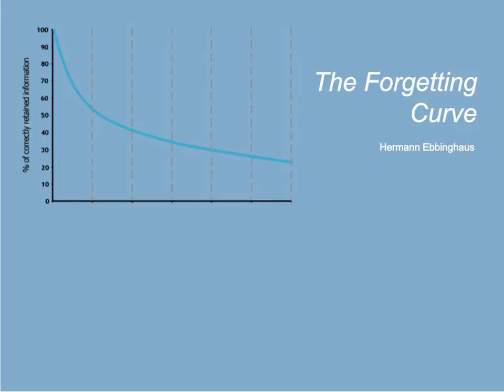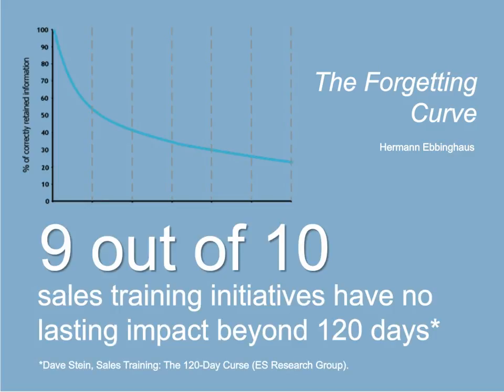This obviously presents a real problem for people spending quite a lot of money on sales training. There's been numerous people who have tried to put some numbers around what this actually looks like. Most recently, Dave Stein from ES Research put it that 9 out of 10 sales training initiatives have no lasting impact beyond 120 days. He called that the 120-day curse. As I say, there is a lot of research around the hard and fast numbers, but effectively there is a cliff that sales training falls off, and if nothing is done, we know that uptake and behavior change will be significantly affected.